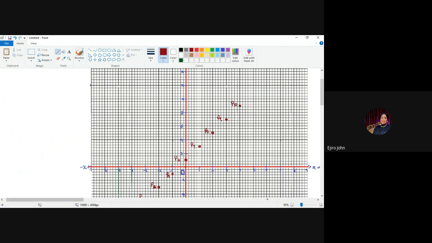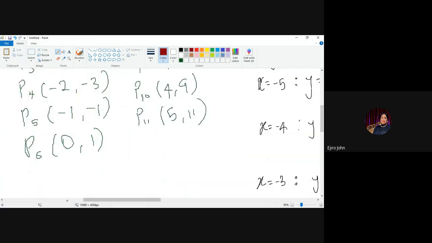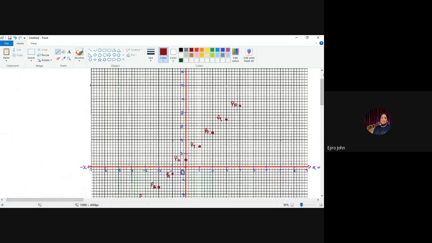While the final point is P11. P11 is 5 and 11. So locate 5 and then 11. This is 5. And 11, midway between 10 and 12. Okay, so this is our P11.